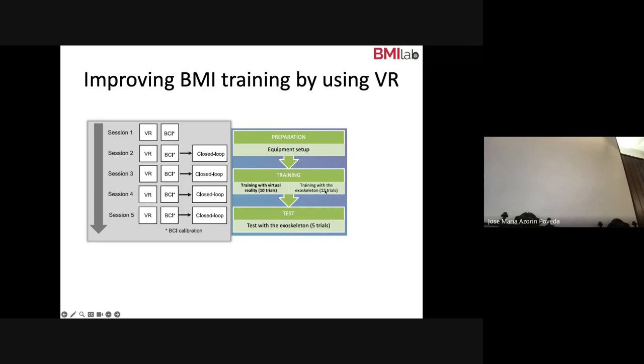So basically what we did for each patient is 5 experiments on different days, 1 experiment per day. But on the first day, the person only used the virtual reality for training the system, and we adjusted the classifier. And after that, from the second session to the last one, first of all, we train the system, half of the trials with the virtual reality and the other half with the exoskeleton, and then we use the system in closed loop.